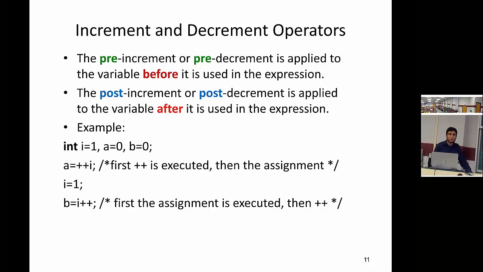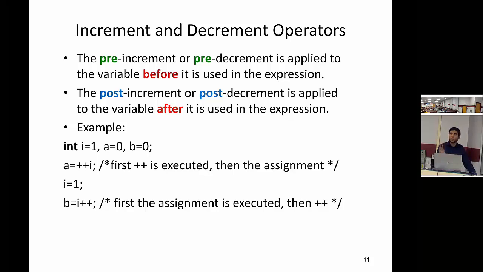What do you think? 2. Yeah, because i was initially 1 and I incremented it. And what would be the value of a? 2 as well. Thank you. Right? Because in that case, I incremented i first and then assigned it to a. This is what we mean by pre-increment. And then I move forward. So I say i = 1. So I overwrite i. And then in the last line, I do a post-increment in C, right?